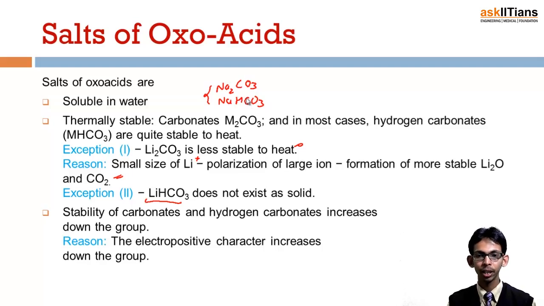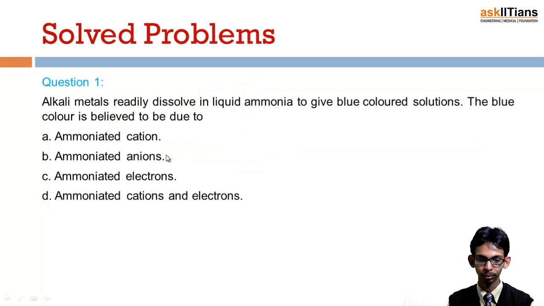Sodium hydrogen carbonate or sodium carbonate are more stable as compared to lithium hydrogen carbonate or lithium carbonate, and further going down the group, the stability will keep on increasing. Like potassium hydrogen carbonate would be more stable than sodium hydrogen carbonate. So down the group, the stability increases. Stability of carbonates and hydrogen carbonates increases down the group due to increase in electropositive character.